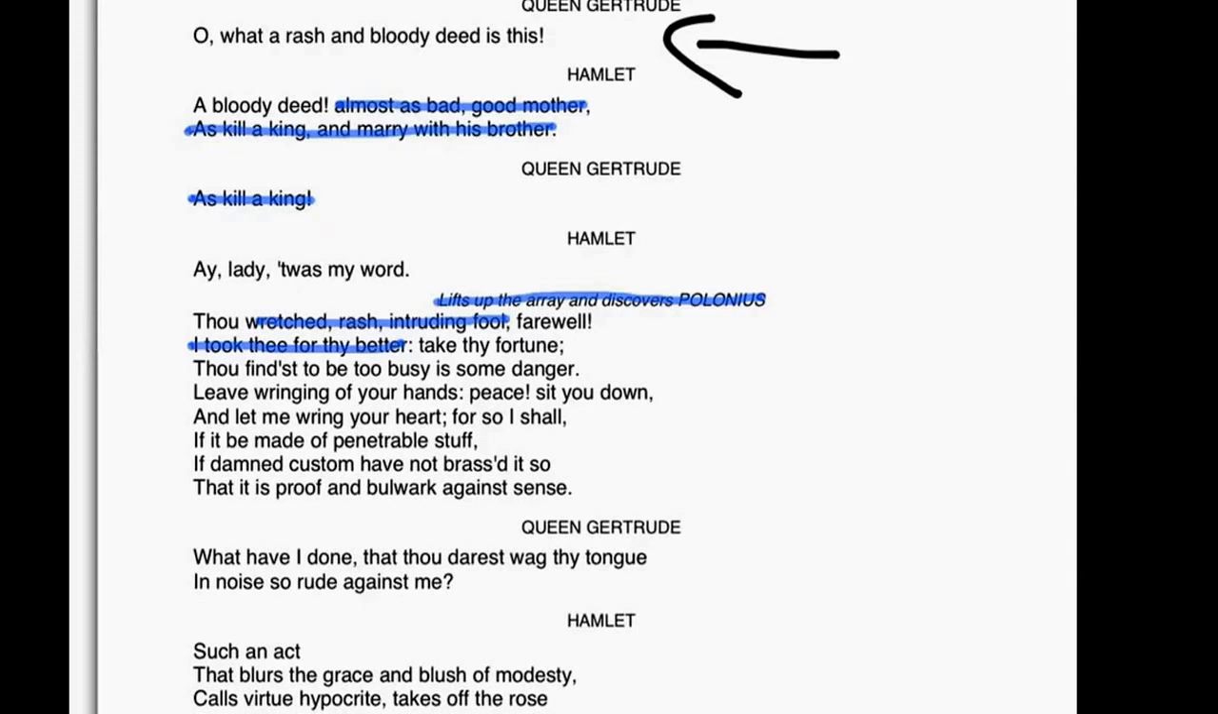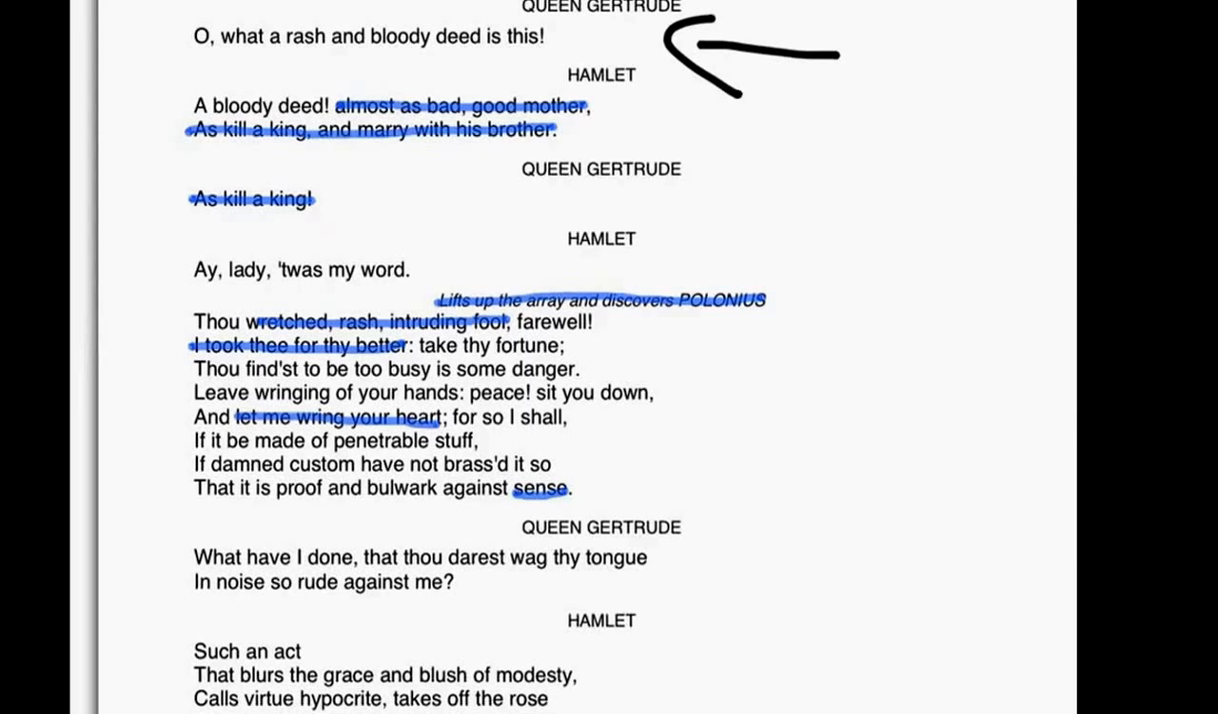And then he shifts his attention back to Gertrude, and he says to Gertrude, "Leave wringing of your hands," so stop wringing your hands together, "sit down and let me wring your heart. For so I shall, if it be made of penetrable stuff, if damned custom have not brassed it so that it is proof and bulwark against sense." So he's going to try and use reason to try and emotionally manipulate her into stopping her relationship with Claudius. So don't forget, in terms of "let me wring your heart," that's Hamlet's intention. And if you remember, he said specifically that that was going to be his intention at the end of Act 3, Scene 2.